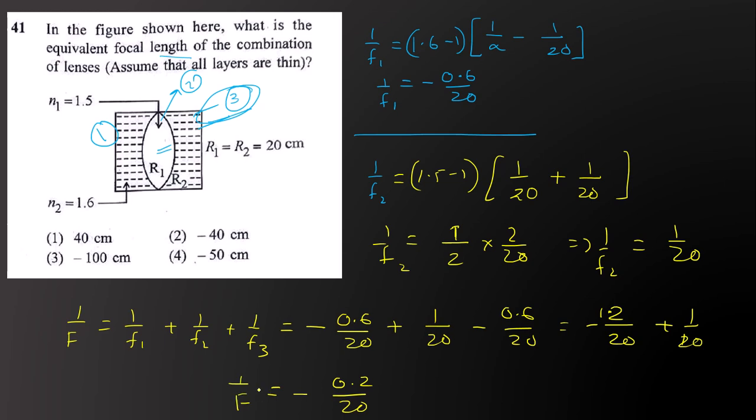So this is the reciprocal of the focal length of the combination. So I take the reciprocal, this will become 0.2. Let's simplify a little further. So this will be equal to minus 100. So option 3 is the correct one.